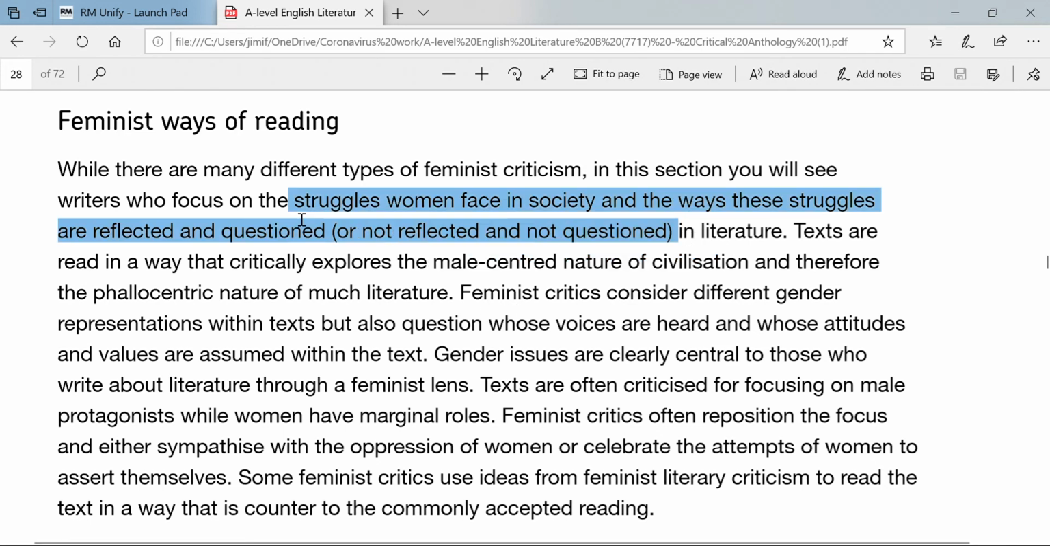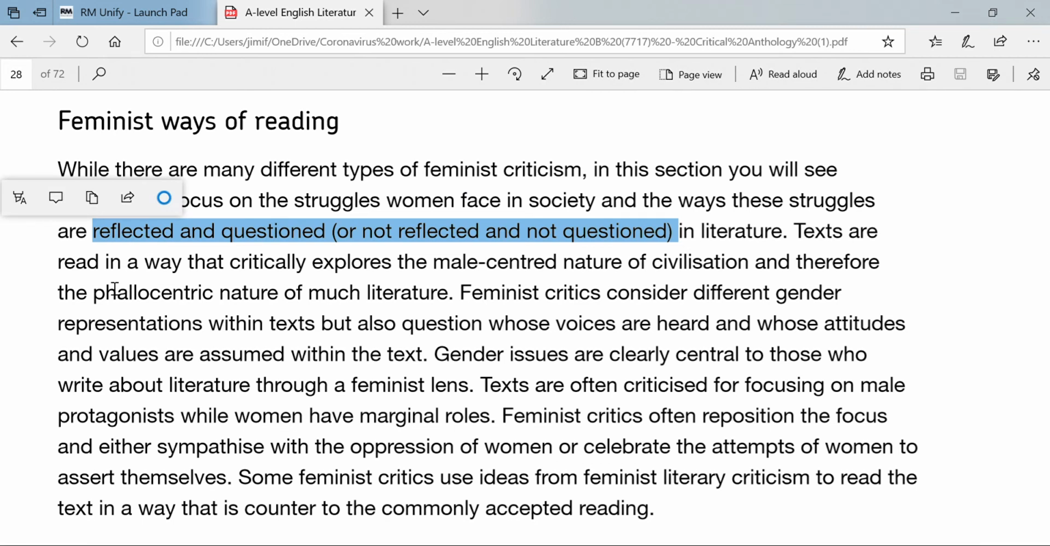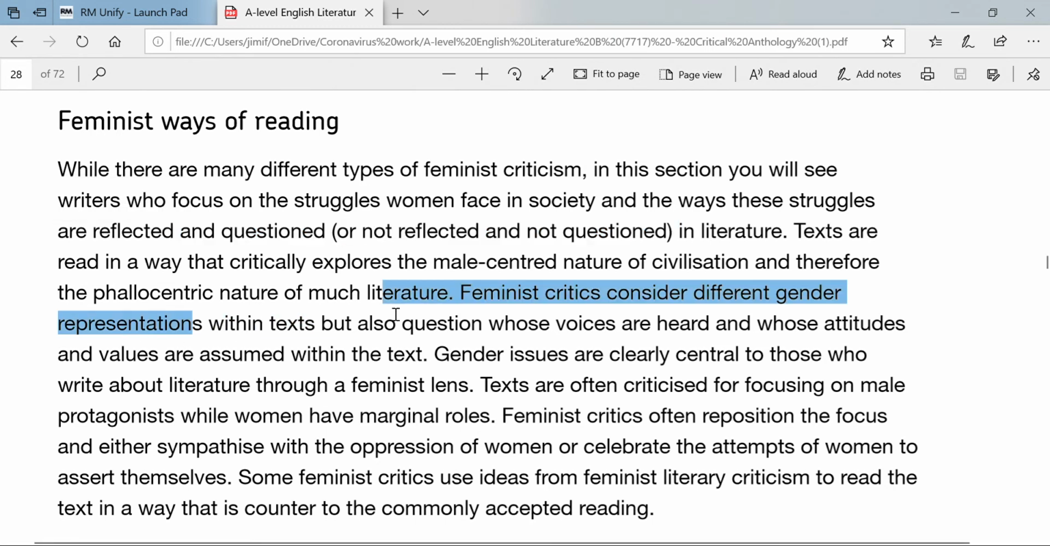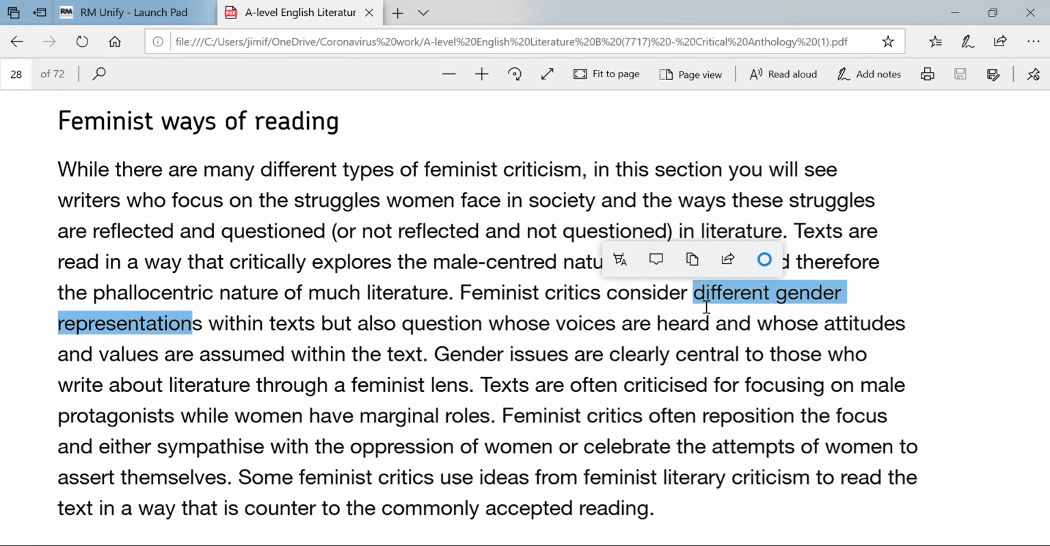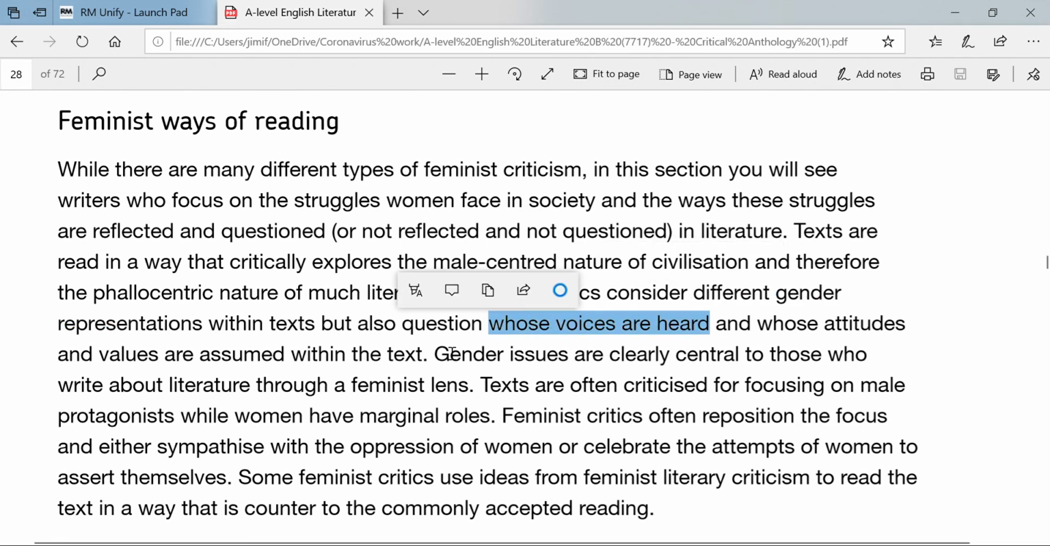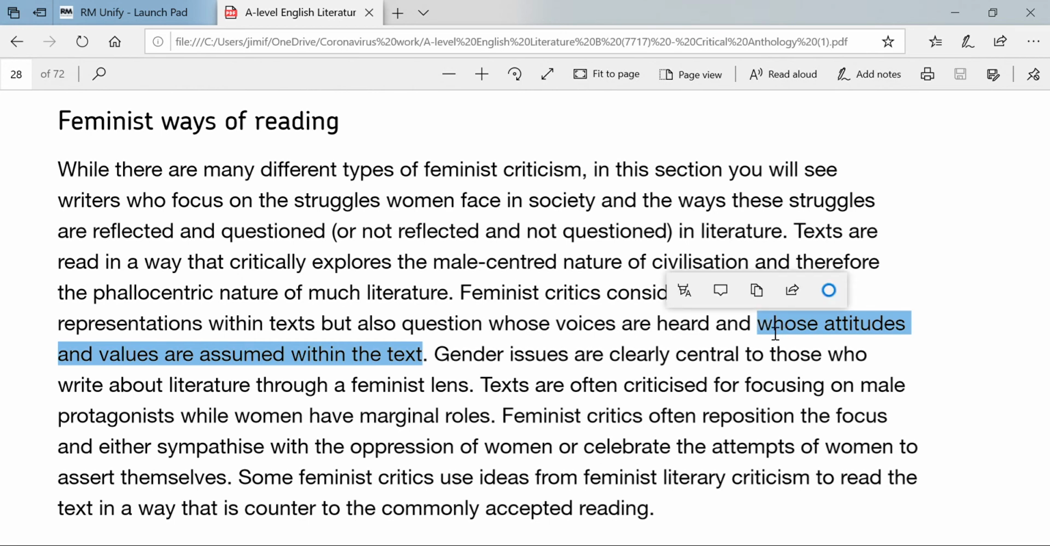Does the text seek to reflect and question the struggles of women in society? If it does, why? If it doesn't, why not? How are different genders represented? We should probably even question what a gender even is. But how are they represented? Whose voices do we hear in the text? Whose attitudes and values are assumed within the text? I mean, this is reasonably straightforward stuff, I think.